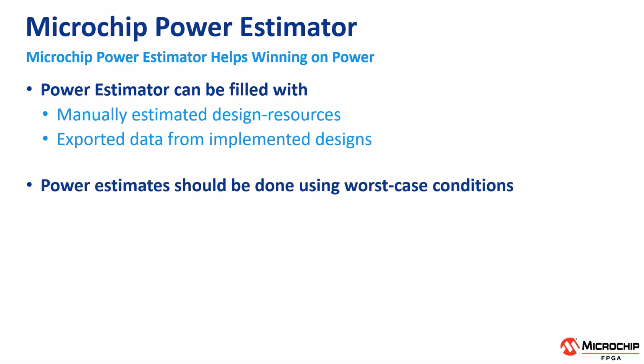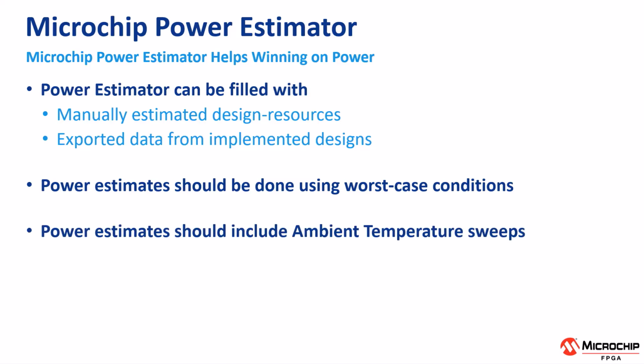Power analysis should always be done with worst-case conditions. There is no guarantee that a customer will receive only typical process parts, and as such, a customer doing power or thermal analysis should always design their system with the assumption that some percentage of their received parts will be worst-case process. If they design a system for only typical process, they're in danger of failures. It's also important to do ambient temperature sweeps to see how much the power and the junction temperature increases as the ambient temperature increases.